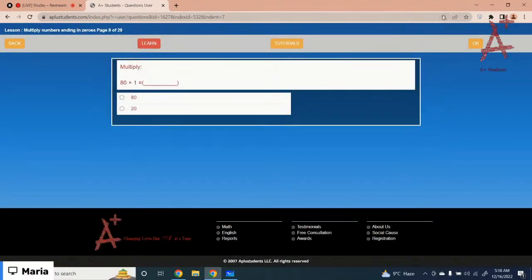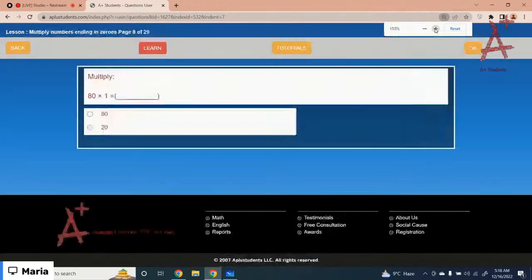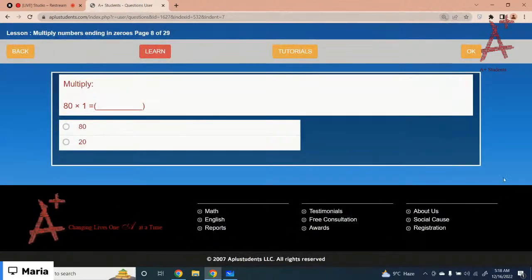Okay, 80 times 1 is 80. Got it? Any number multiplying by 1 gives the same number. Got it? 80 times 1 is 80.